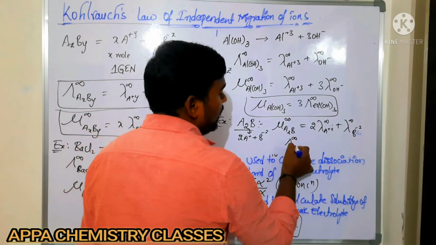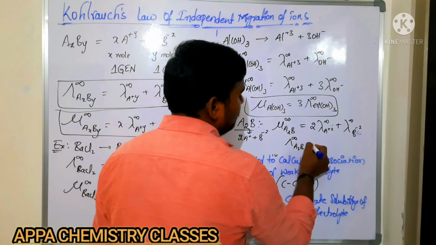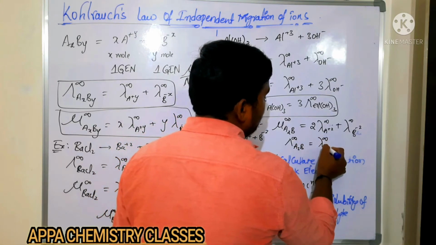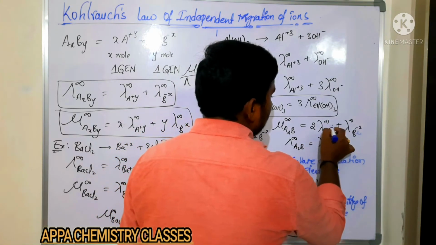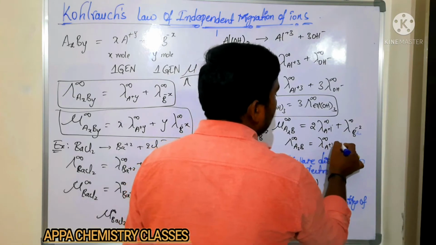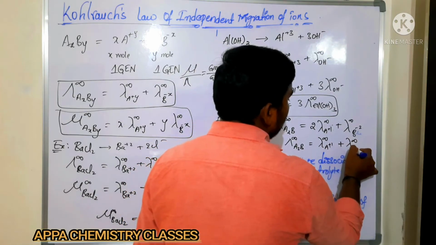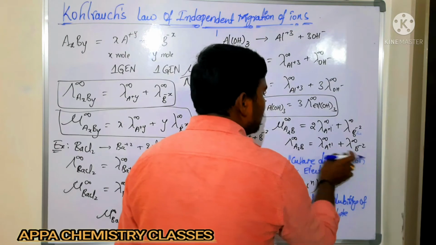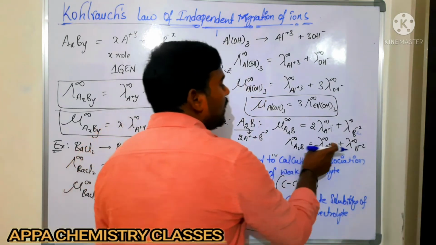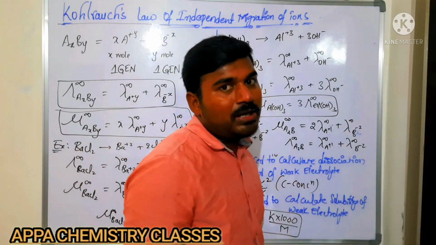What about the limiting equivalent conductance of A2B? It is equal to the sum of the ionic conductances. It is plus 1, plus, it is what? Minus 2. It is the equivalent ionic conductance of the cation and anion.